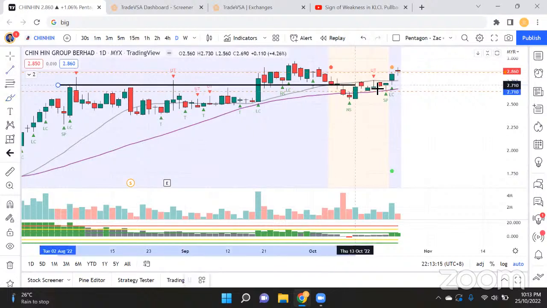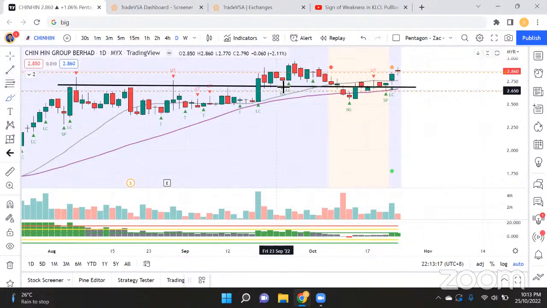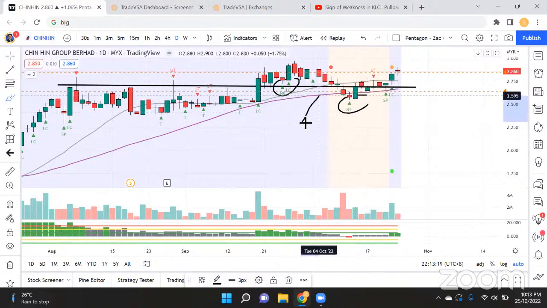So here, okay, notice here we got 1NS, 2NS. Okay, so here also comes with some shakeout-type patterns in Chin Hin.